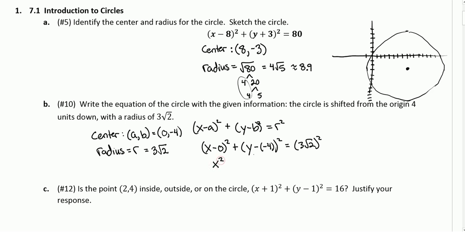x minus 0 is just x, so we get x squared. y minus negative 4 is y plus 4 squared. And then when we square 3 square root 2, we get 3 times 3, which is 9, and square root 2 times square root 2, which is 2. And so we can finish this by writing x squared plus y plus 4 squared is equal to 18. And there's our equation.